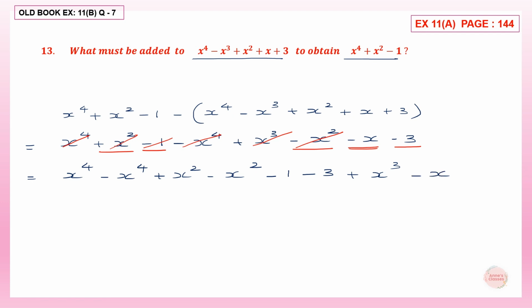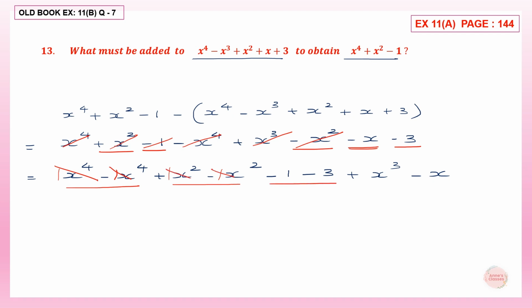Now let's work out the like terms. So x to the power of 4 minus x to the power of 4. This is 1 and 1. So 1 minus 1 is 0. So this will get cancelled. Here we have x to the power of 2 minus x to the power of 2. Here also 1 and 1. 1 minus 1 is 0. So this will also get cancelled.